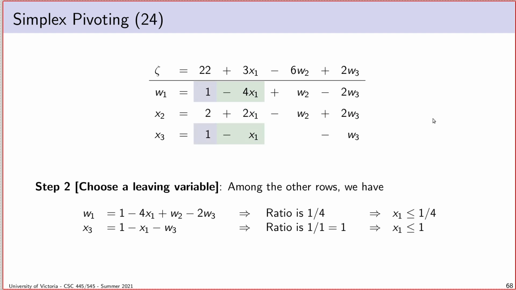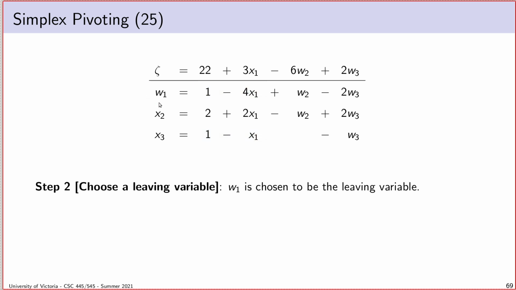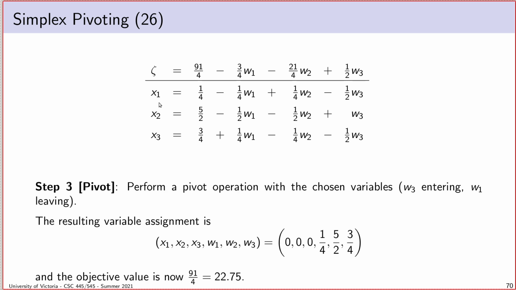So then, among the other two variables, I go compute my ratios. For w1, we end up with the constraint x1 is less than 1 over 4. For x3, we end up with x1 is less than or equal to 1. And that means that my leaving variable is the one with the tightest bound, which in this case is w1. Okay, so I choose w1 to be the leaving variable, and then I perform a pivot.